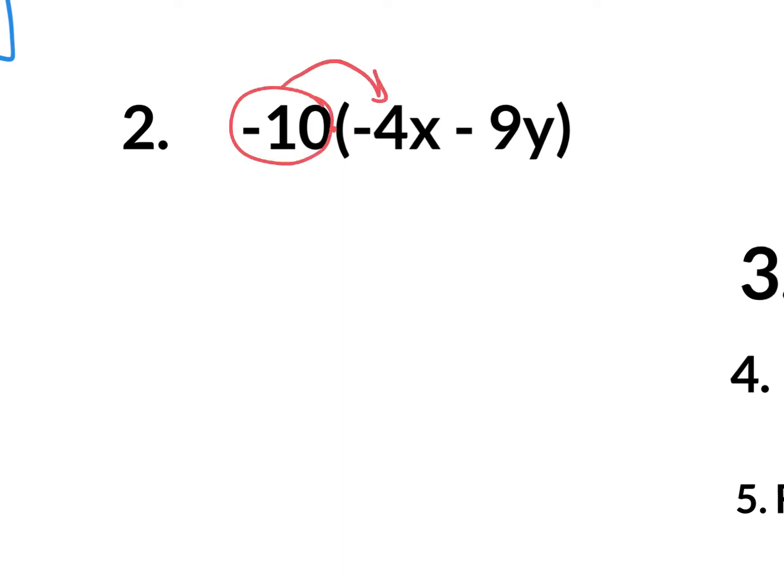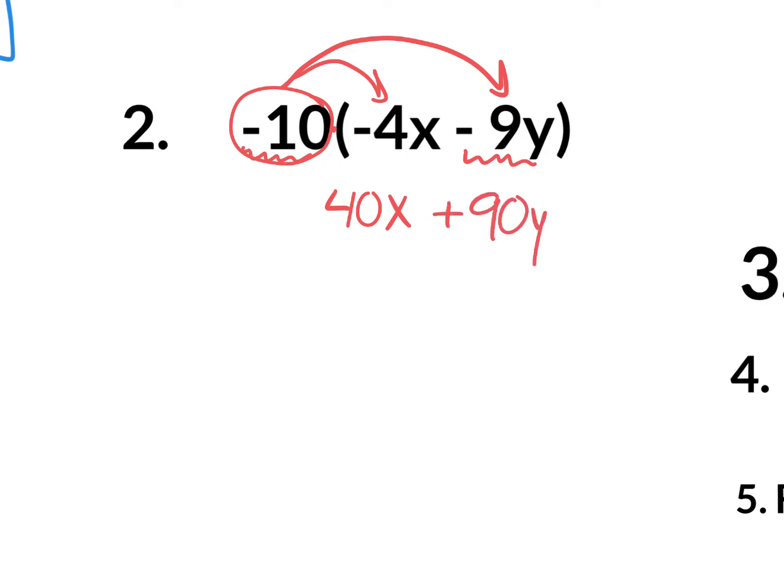Negative 10 times negative 4x, that is a positive 40x. And negative 10 times negative 9y, that is a positive, right? Because a negative times a negative equals a positive 90. And of course, we have a y on that one. And it's that easy. That's your answer, 40x plus 90y.